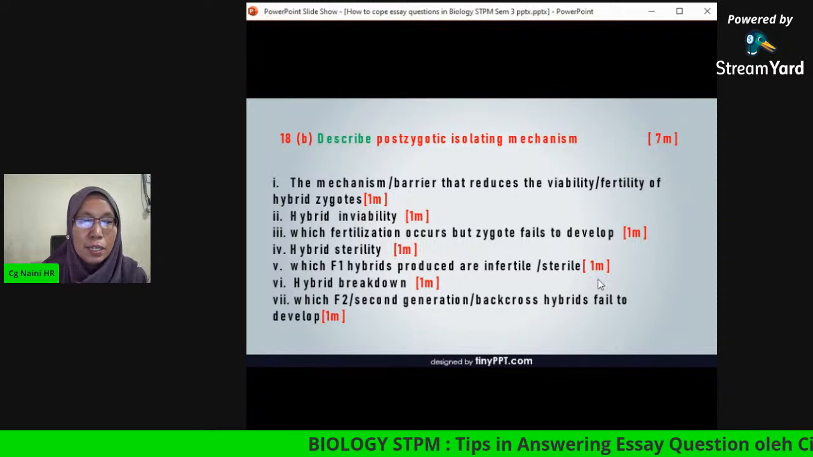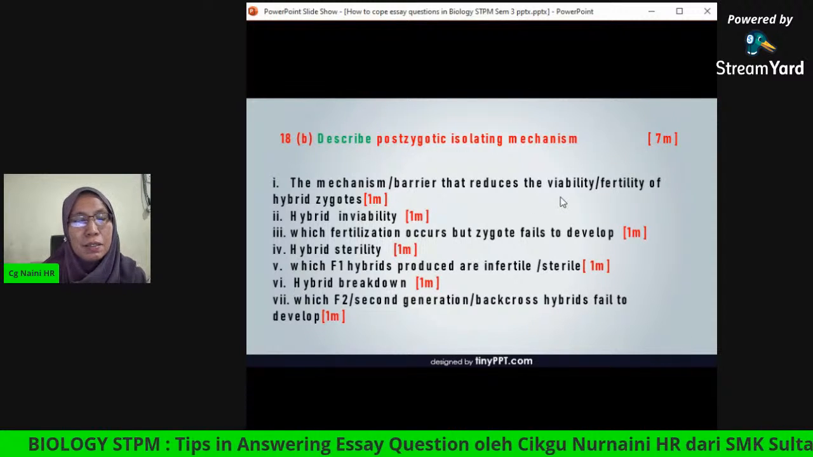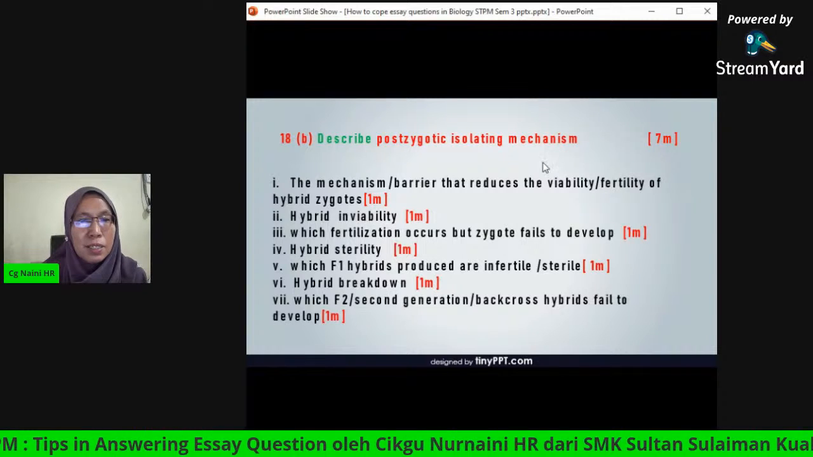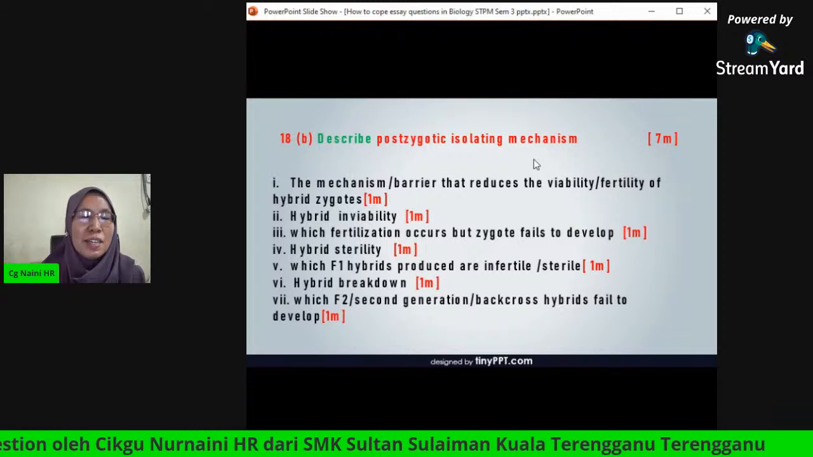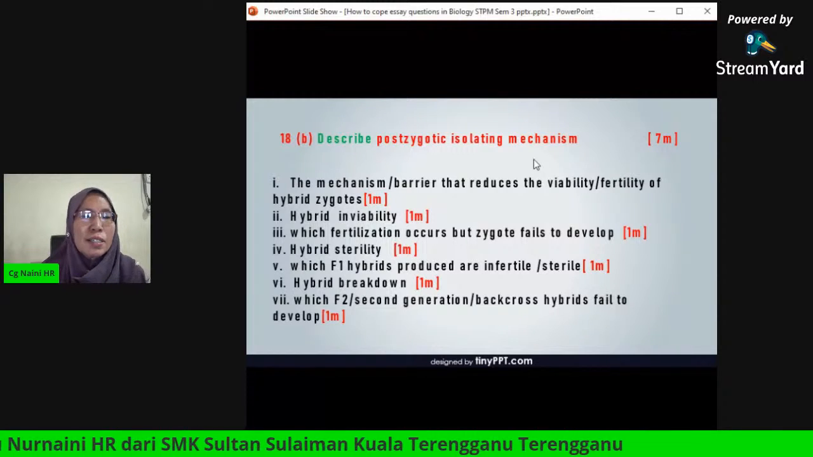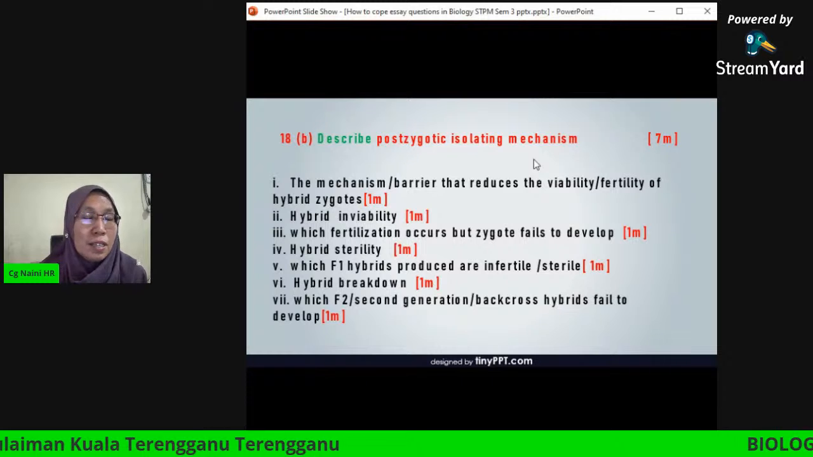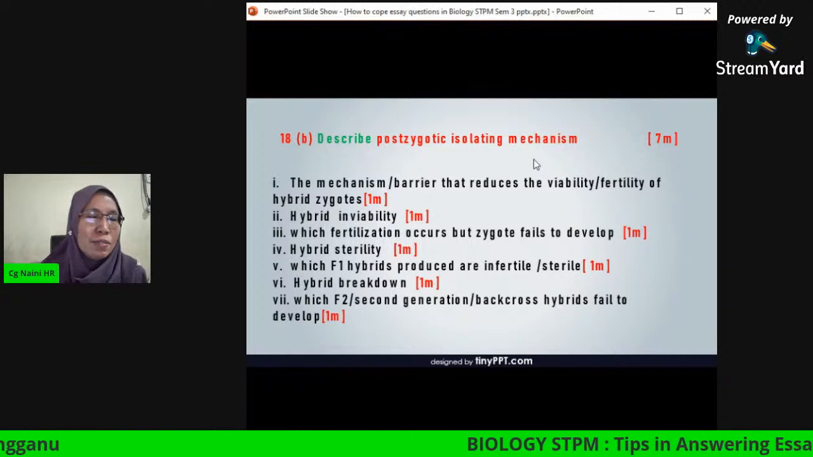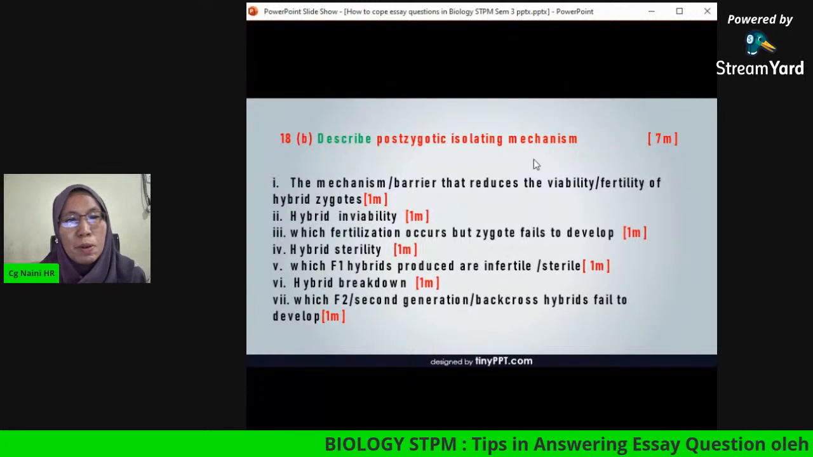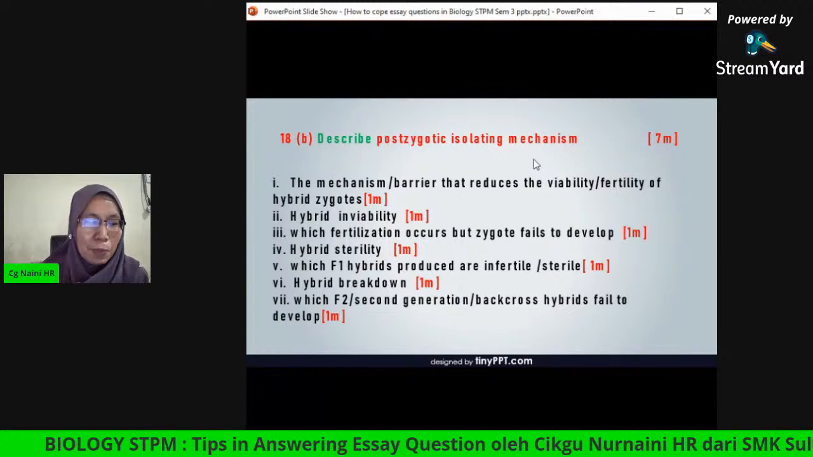Actually for this topic, for selection and speciation, I think most of you don't like this topic. But remember, this is about the evolution process. So whatever, there are many processes to remember. So don't skip any topics. Whatever topic, you must remember.